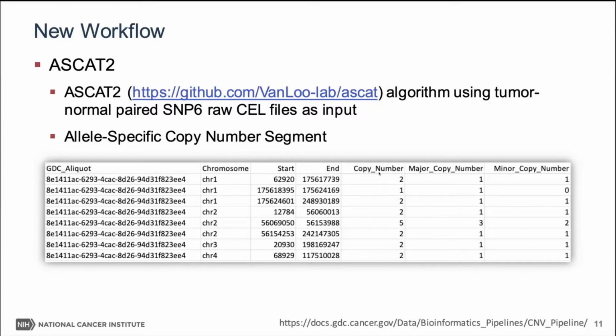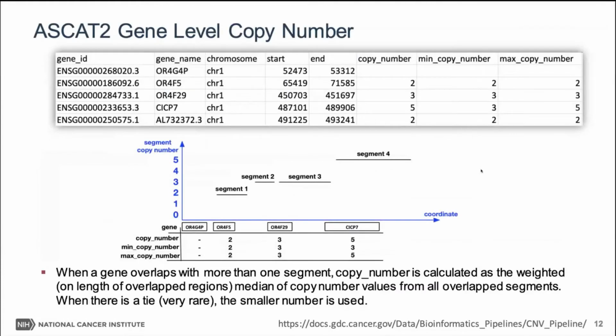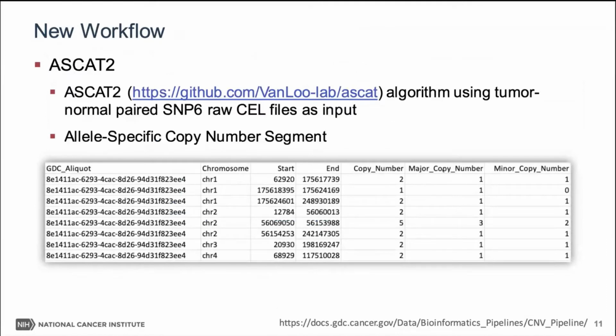And in addition to this one particular value, it also provides a major copy number and a minor copy number. That's why it's called allele specific. Basically, the sum of the major copy number and the minor copy number is the total copy number, and the major copy number is defined as always equal to or larger than the minor copy number. So not only do you have the total copy number, you also know how the original two chromosomes now distribute.